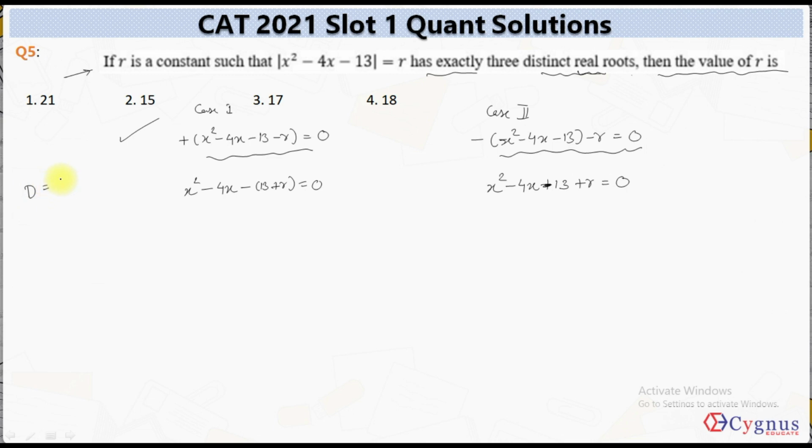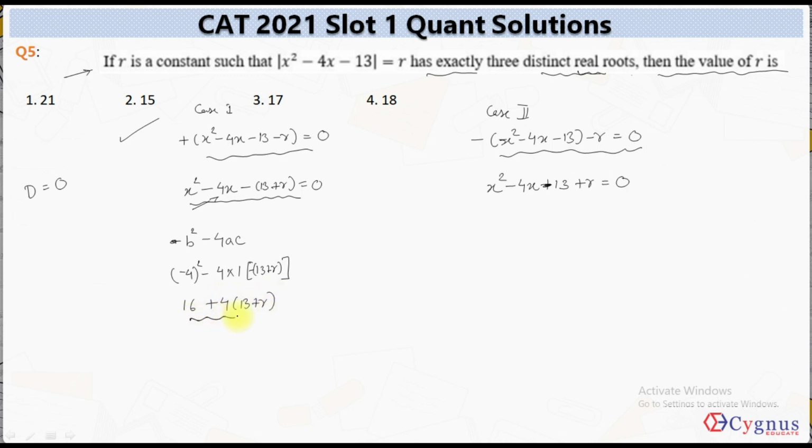Now, if you want this equation to give 2 equal roots, what do you do? The value of discriminant must be equal to 0. Let's try to calculate the value of discriminant here. That is b square minus 4ac. What is the value of b here? Minus 4. Minus 4 into a. What is a? 1. What is c? C is minus of 13 plus r. This will give you 16 plus 4 times of 13 plus r.